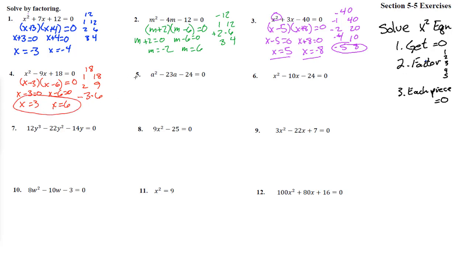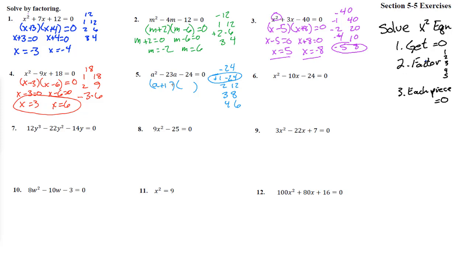All right, number 5. Very similar type thing here. Get it equal to 0, check. Factor it. Is there a greatest common factor? No. Leading coefficient 1 on a three-term polynomial, so this is going to be a nice one like this. Negative 24, so that's 1 and 24, 2 and 12, 3 and 8, 4 and 6. And what adds to a negative 23? That'd be a negative 24 and a positive 1. Double check that. It multiplies to negative 24, adds to negative 23.